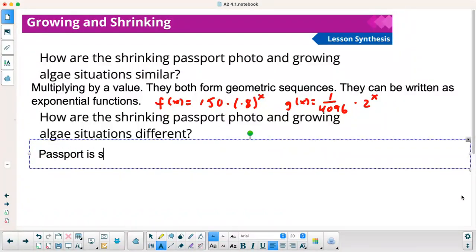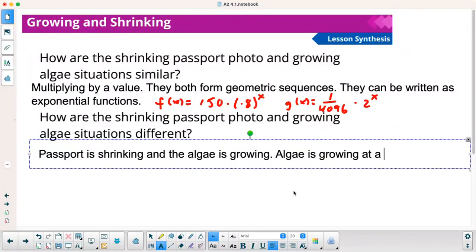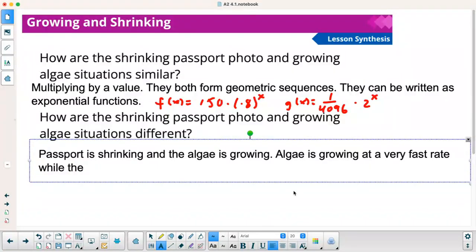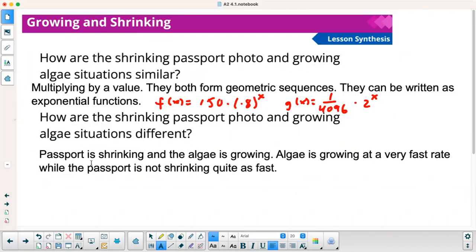The passport is shrinking and the algae is growing. They're growing at different rates. I'd say the algae is growing at a very fast rate, while the passport is not shrinking quite as fast. All right, there's a bunch of other different things you could say as well, but those are just some of them.